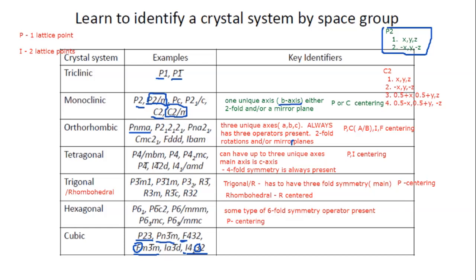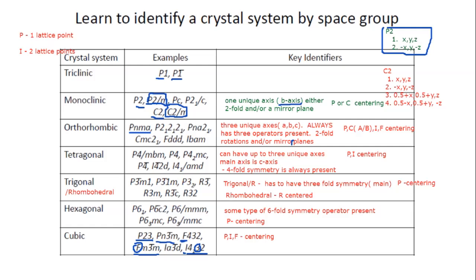Now we get to cubic. And so cubic, the best way to understand cubic is if it doesn't fit any of the other ones, then it must be cubic, because cubic can have primitive centering, body centering, and face centering. But notice it cannot have axial centering. So probably the most difficult one is to distinguish between cubic and orthorhombic. Well, one thing about orthorhombic is it can have axial centering. So it can have a C-centered, an A-centered, or B-centered unit cell. So that's one way you can distinguish between cubic and orthorhombic.